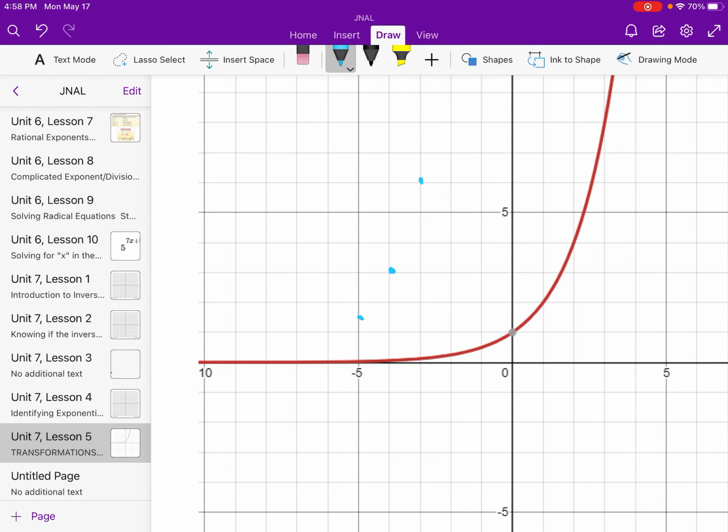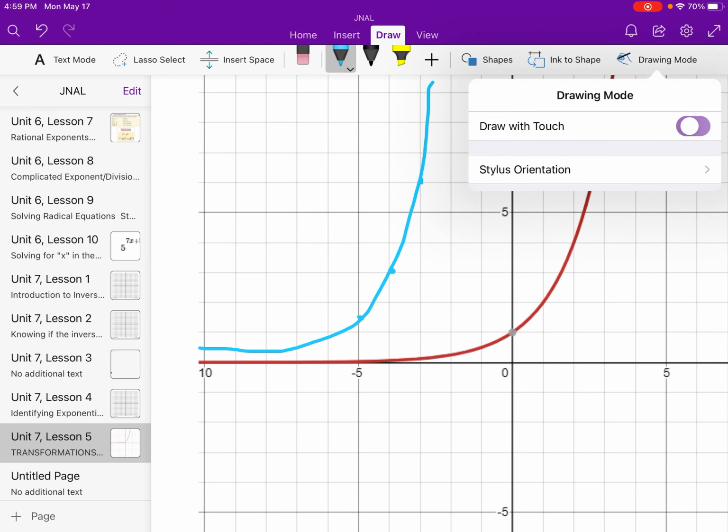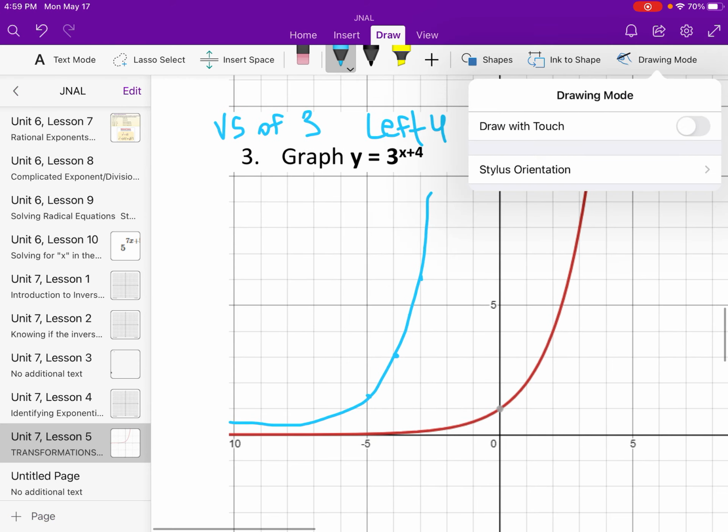So we can see, because there's a vertical stretch, we have a more drastic change. So it changes quicker than the original one. Okay, so we can do the domain, range and things on here. So domain, still all real numbers. Range, still the same as last time.